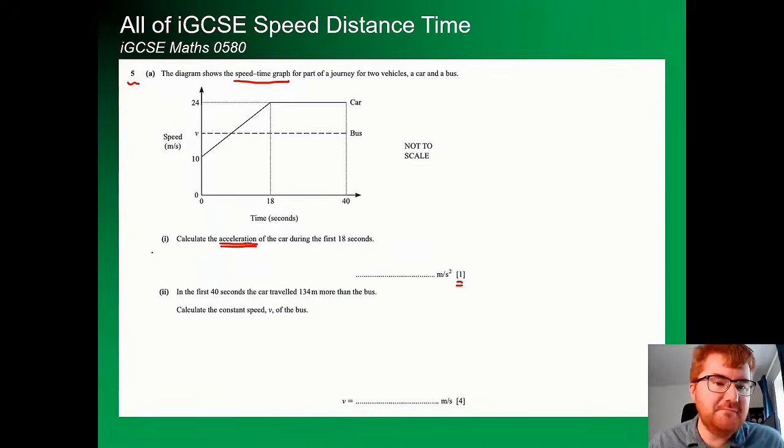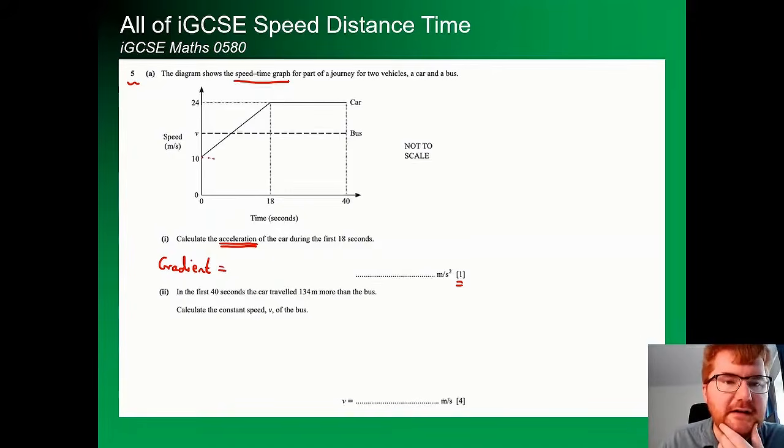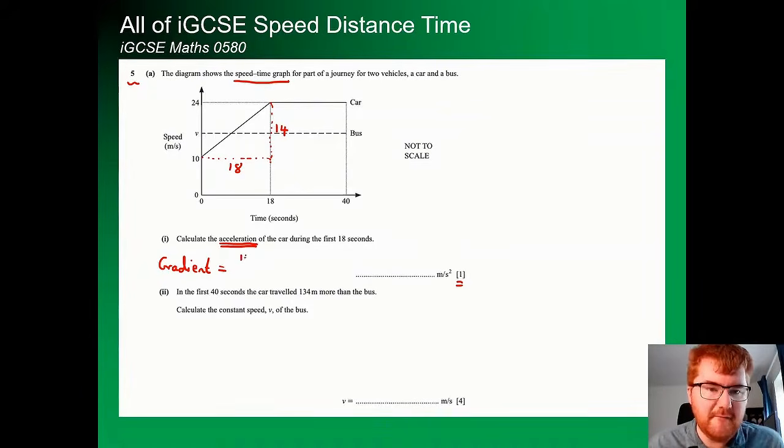So acceleration, that means we're looking for gradient, but we have to be careful here because we're considering this part of the graph. So the temptation is to use 24 here, but we don't want to use 24. We need to use this length here. Well, we've got 24 minus 10. That's equal to 14. This bottom part is here equal to 18. So our gradient here will be equal to 14 divided by 18.